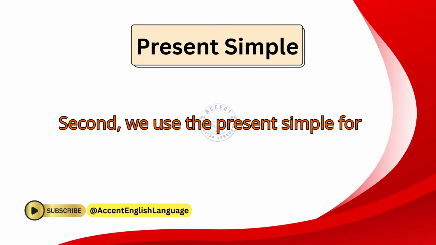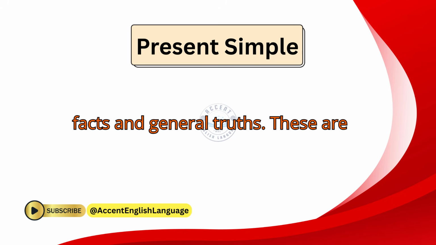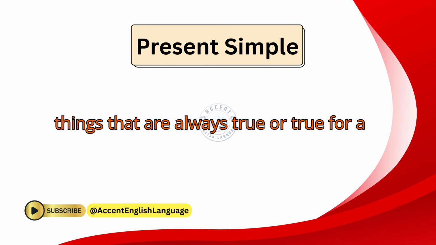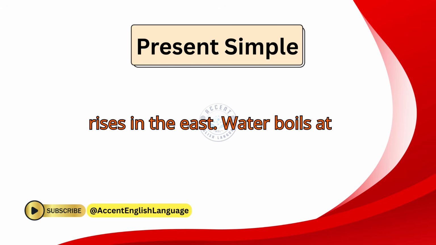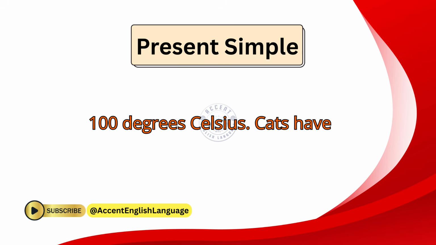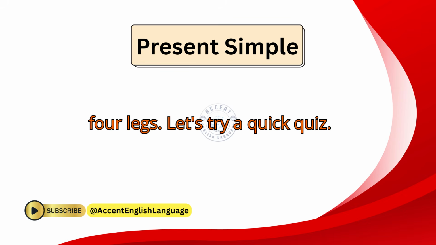Second, we use the present simple for facts and general truths. These are things that are always true or true for a long time. For example, the sun rises in the east. Water boils at 100 degrees Celsius. Cats have 4 legs.